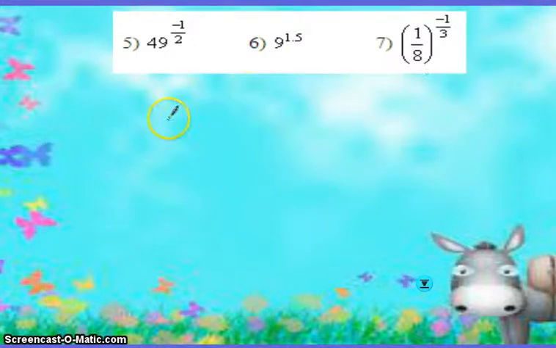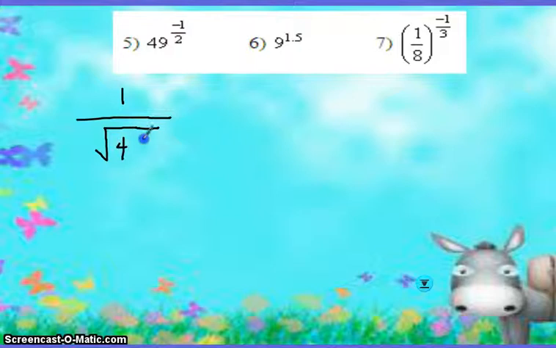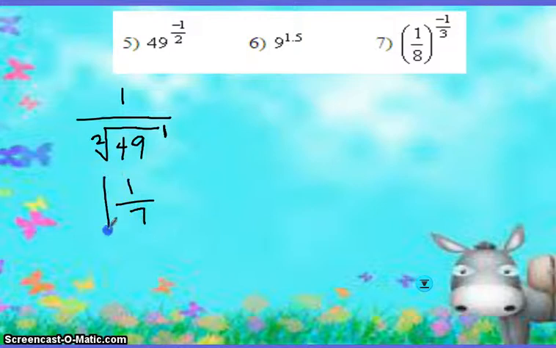Let's take a look at a couple more examples. 49 to the -1/2. Everything you learned about negative exponents still holds true. So if this is a negative exponent, this 49 needs to go to the denominator of our fraction. We are still going to fill in the 49 as our radicand. The denominator of my exponent is going to be the index. The numerator is going to be the exponent. So I have 1 divided by the square root of 49 to the first. Well, the square root of 49 is 7. 7 to the first is just 7.